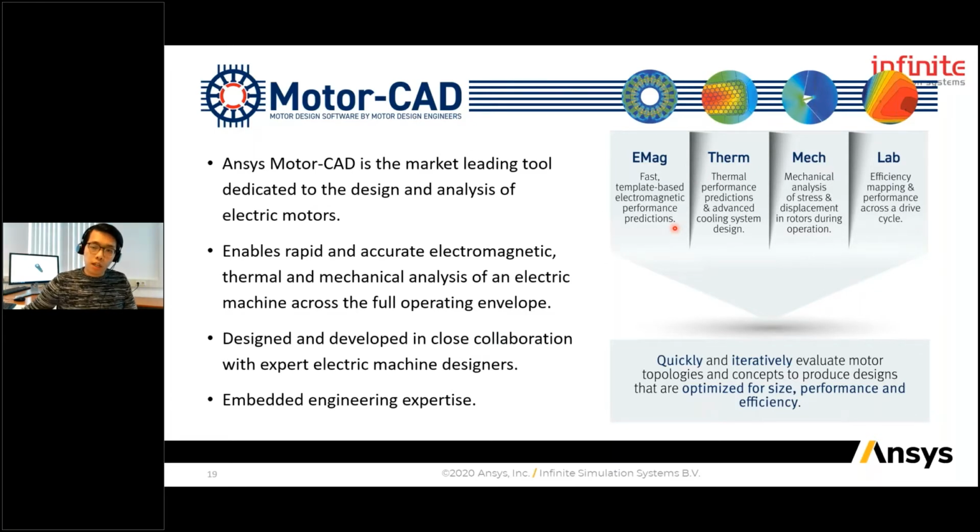So Motor CAD contains four modules. There's E-Mag for electromagnetic analysis, Therm for thermal analysis, Mech for mechanical analysis, and then a Lab module for running the efficiency and also to understand the performance across a certain drive cycle or duty cycle. So it really gives you a rapid and accurate electromagnetic, thermal, and mechanical analysis to be able to consider all different physics, not just multiple physics, but multi-physics. That means it's the correlation between them in the early stage of your design.